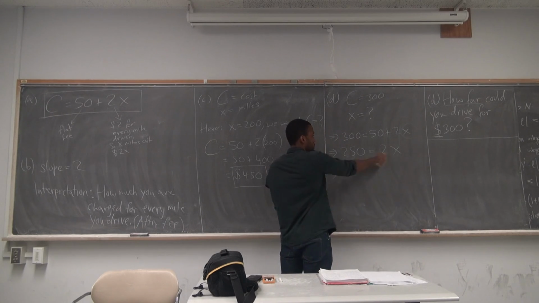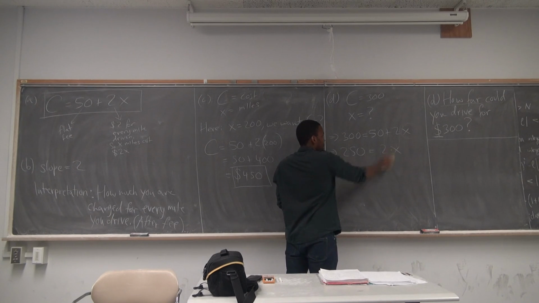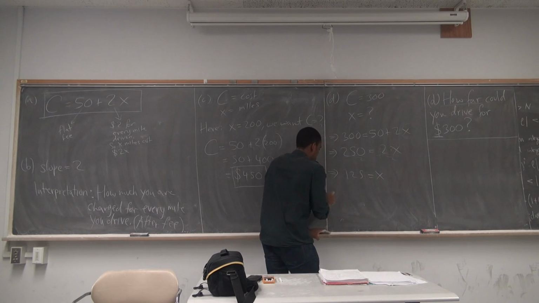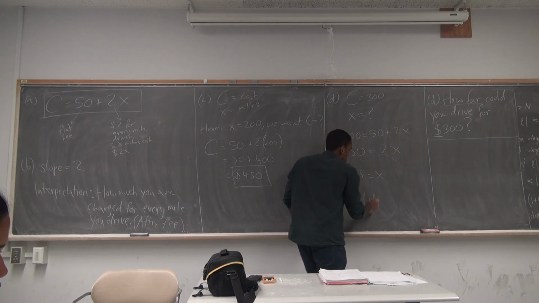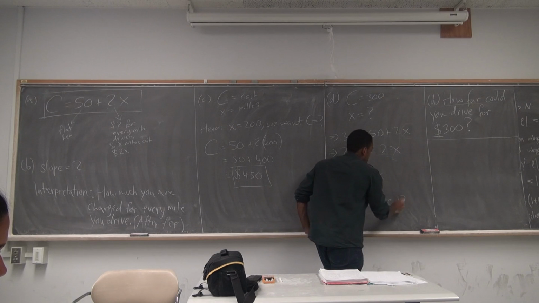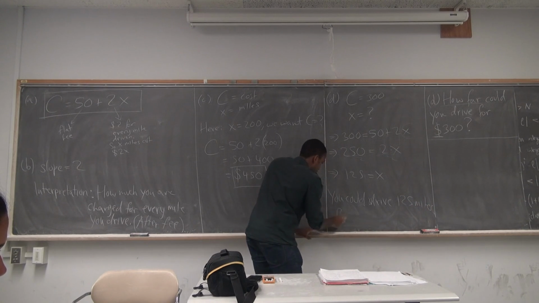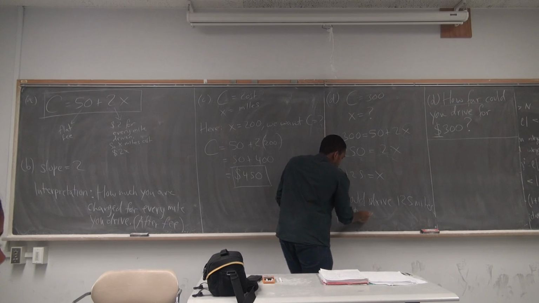Now, you want to get rid of that 2. 2 is multiplying the x, so you have to do the opposite operation of dividing by 2. So you take 250 and you divide both sides by 2, and you get 125. So you can drive 125 miles for $300.